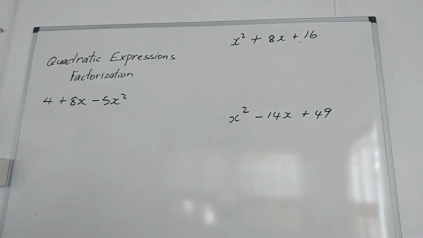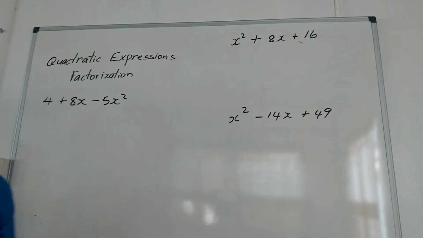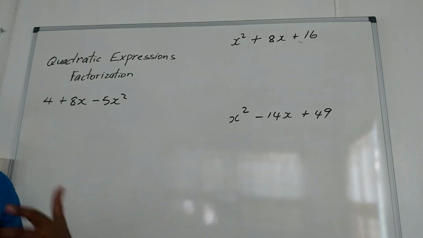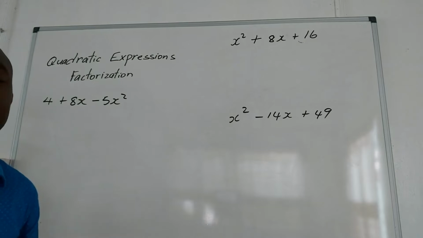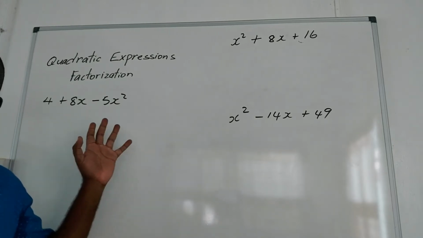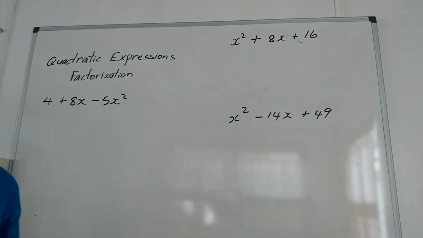All right. We want to do some more examples in factorization of quadratic expressions. Now, here we have 4 plus 8x minus 5x squared. When we have it in this form, I encourage you to write it in the form that we had it first, with the ax squared first, then the bx plus c.